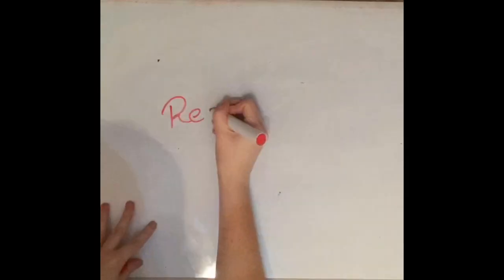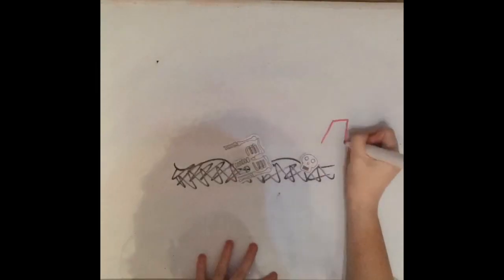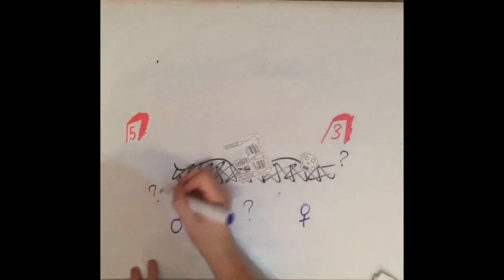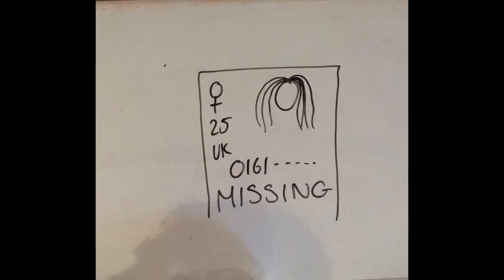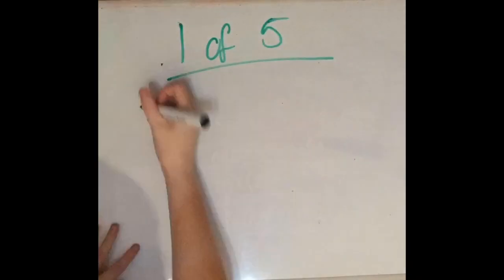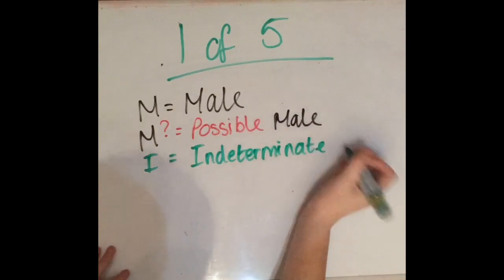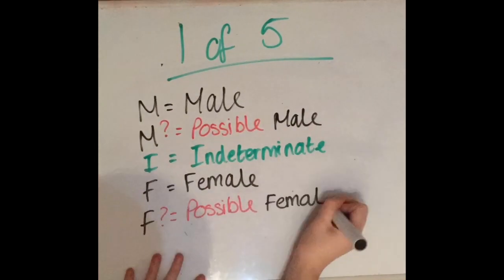Moving on to recording categories. This is when skeletal remains have been found. Sexual identification will take place and will be classified into one of these 5 categories. This can help in certain situations, such as a missing persons case. The categories are: M equals male, M question mark equals possible male, I equals indeterminate, F equals female, and F question mark equals possible female.